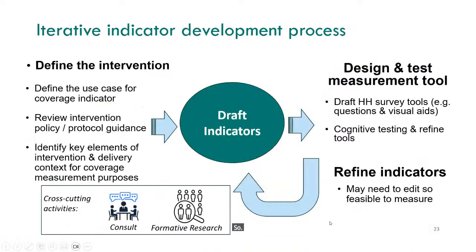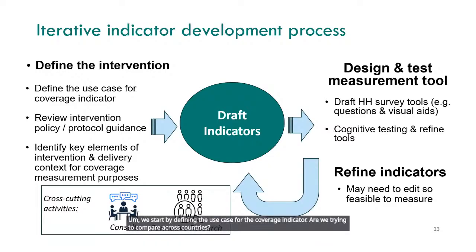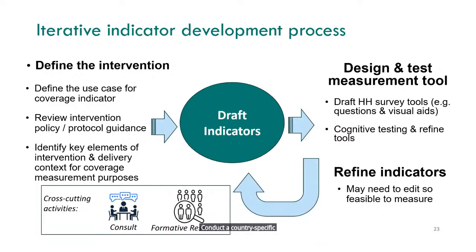So defining the intervention is just the first step in this iterative process. We start by defining the use case for the coverage indicator. Are we trying to compare across countries, conduct a country-specific evaluation to focus on their policies and priorities, evaluate a specific program, or something else? This will determine how we'll define the intervention.